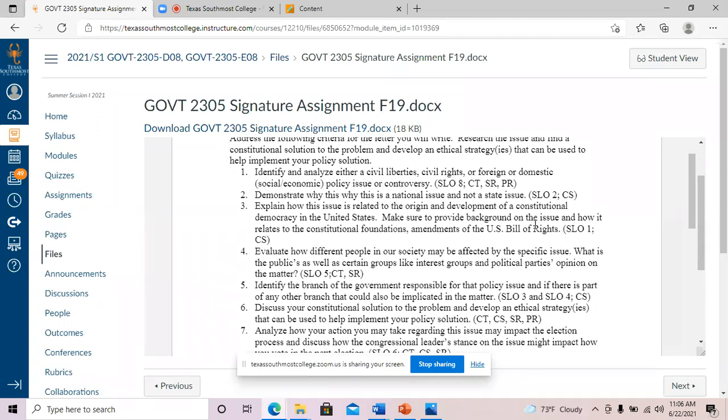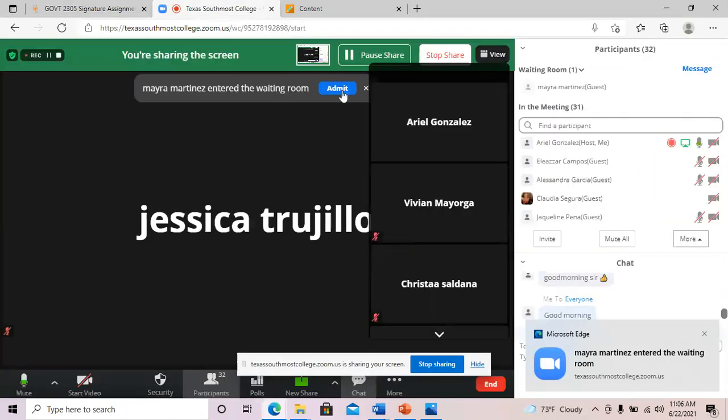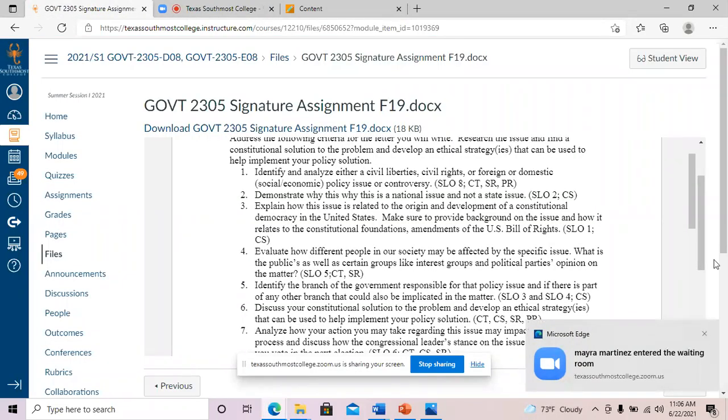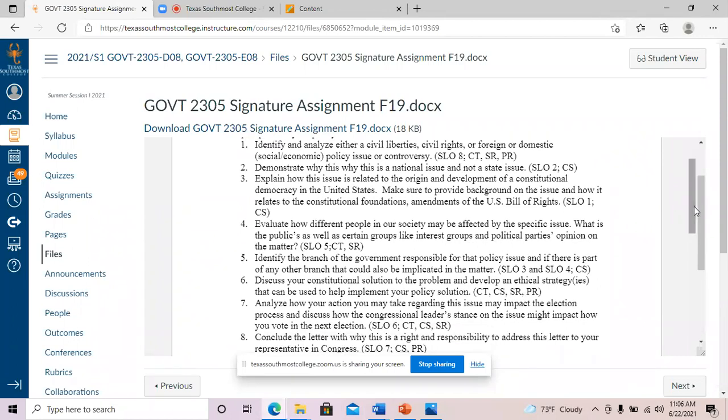Okay, number 4: evaluate how different people in our society may be affected by the specific issue. What is the public's opinion, as well as the opinion of certain groups like interest groups and political parties, on the matter? This is an easy one. Immigration is one of the most talked about issues in our current political climate today, and it's been a big issue for many, many years.